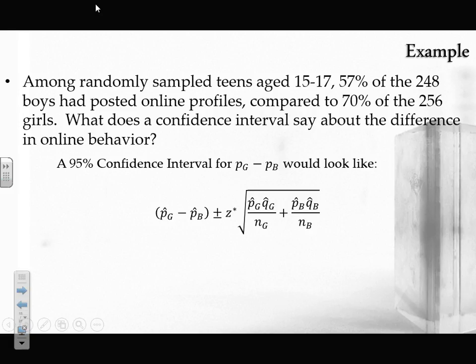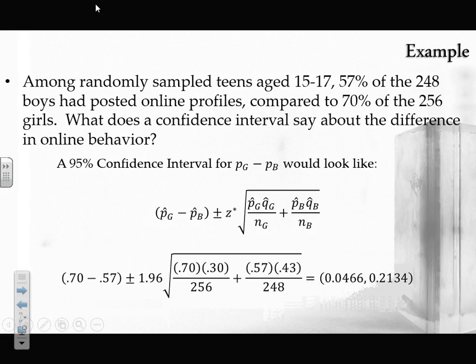So the formula would say, take the sample proportion of girls minus the sample proportion of boys, plus or minus our critical value, times our standard error. Okay? So what that looks like, our sample proportions were 70 and 57%, so 0.7 minus 0.57, plus or minus, if it's a 95% confidence interval, Z star would be 1.96.